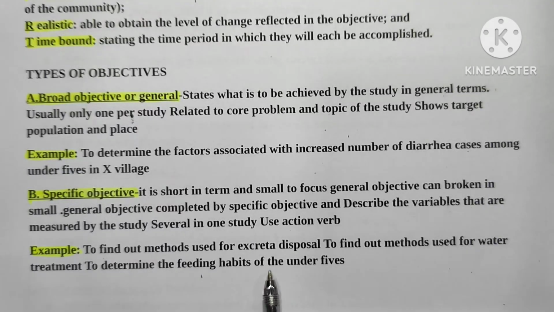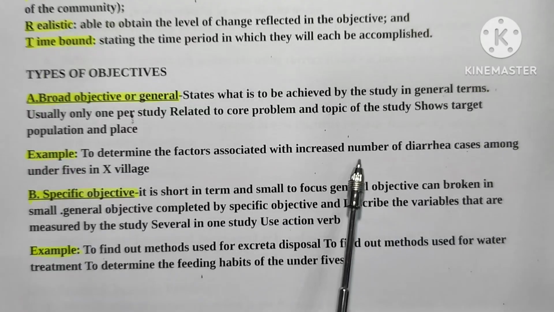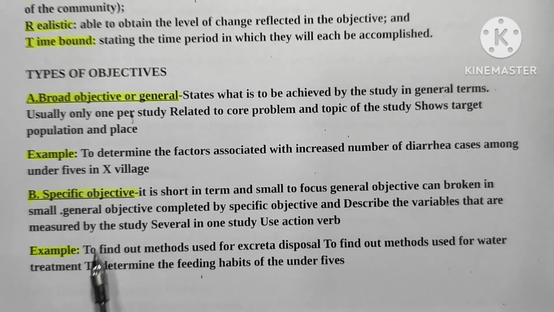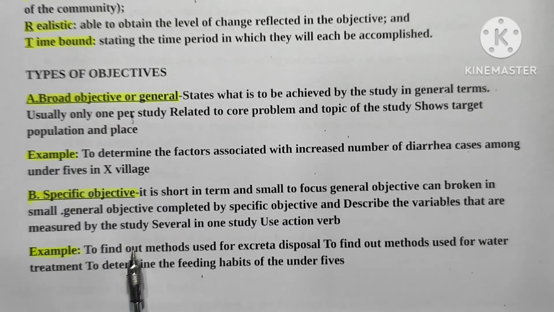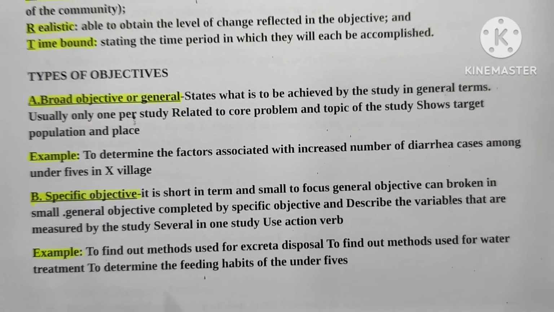To determine the feeding habits of under 5 children, what feeding habits their parents are using in that village. Like that, three specific objectives are formed, nothing but simply what exactly you want to study. Those you have written in short form: to find out methods used for excreta disposal, to find out methods used for water treatment, and to determine the feeding habits of the under 5 children. These are the general and specific objectives, the two types of objectives. So this is about determining the objectives.